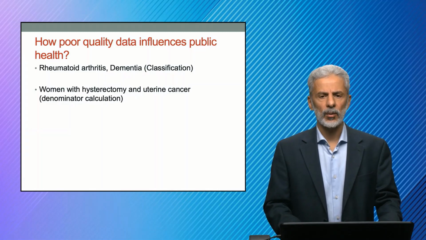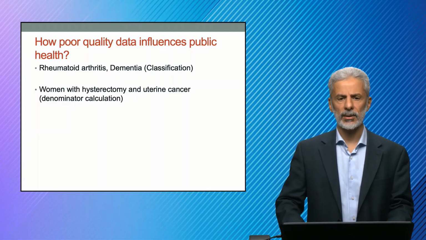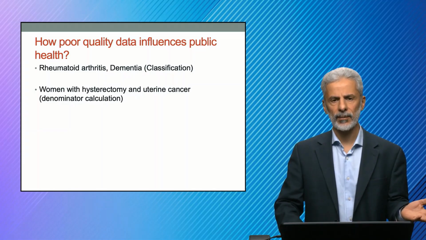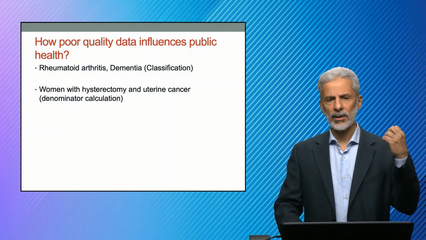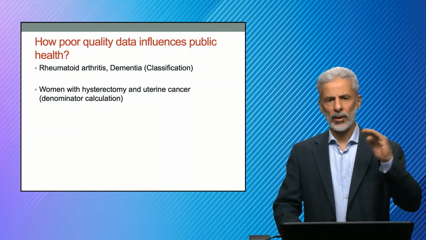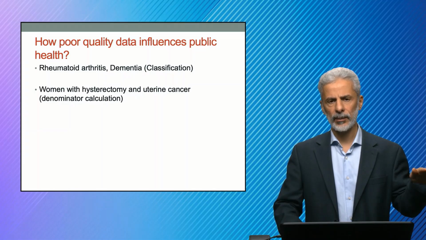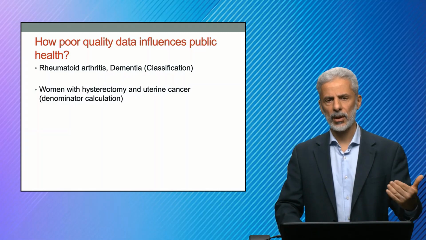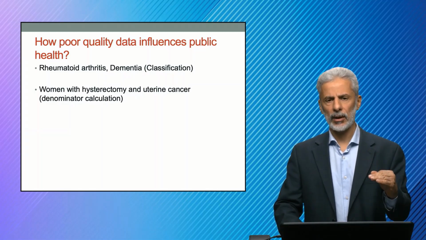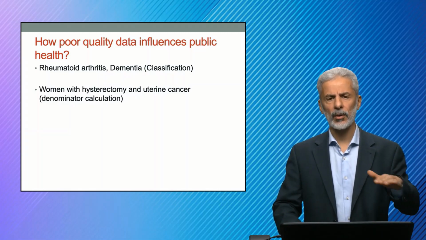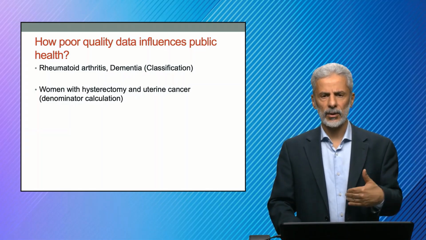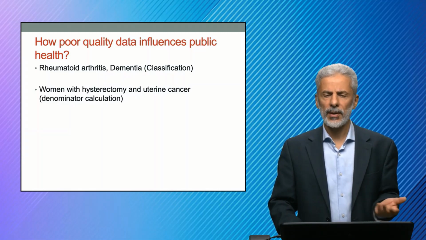The other aspect is women with hysterectomy and uterine cancer. So if we are trying to see uterine cancer in the population, we have the cases in the numerator and the people who are at risk in the denominator. Of course they have to be women because it's uterine, so it's not men. If the women in the denominator had a hysterectomy, that is the removal of the uterus, then they are not at risk.